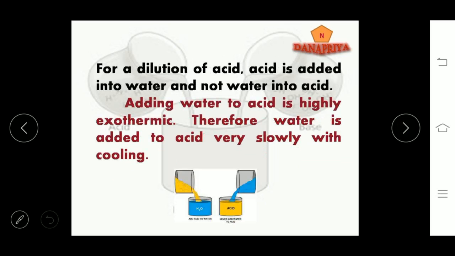For a dilution of acid, acid is added into water and not water into acid. If we add water into acid, we can see the liberation of heat. This is due to exothermic reaction. So, it is very dangerous. To avoid this, we will add acid slowly into water. This is the best way to add acid and water.